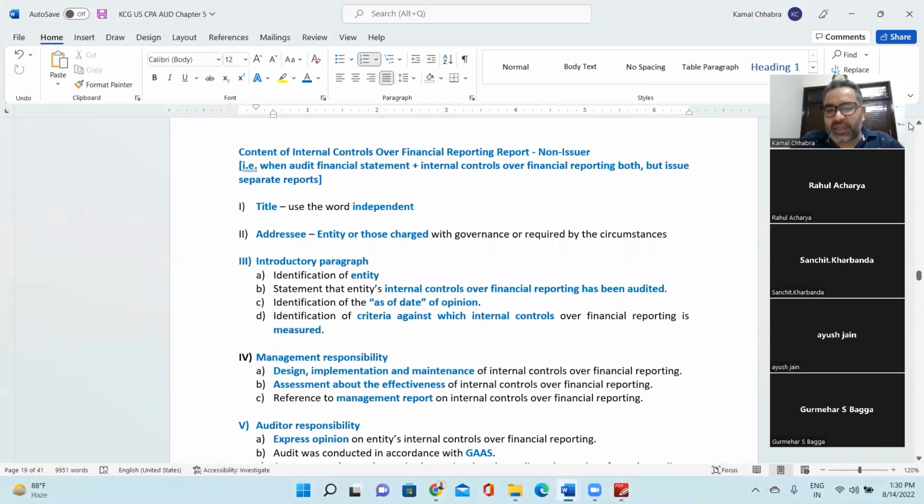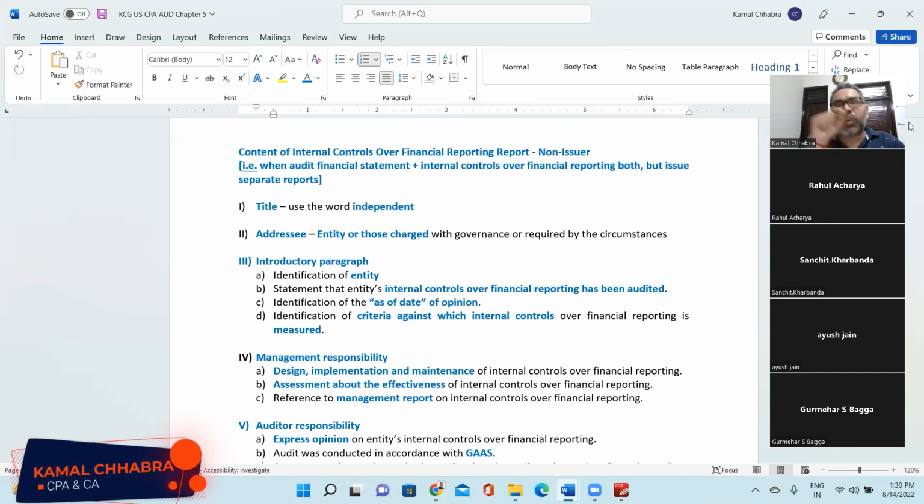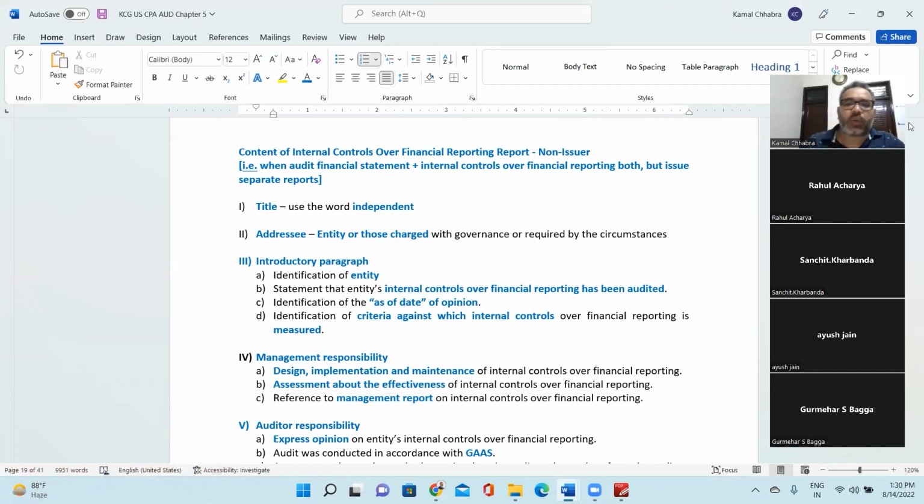So it's very much similar. First, you need to mention independent audit report, right? Second, address to the entity and those charged with governance. Here, it's a non-issuer report. So here it will go with the introductory paragraph. Third paragraph is the introductory paragraph, in which you'll be giving which is the entity, which is the period, what are the ICFR, what is the date of the opinion, and criteria against which internal control have been measured. So that is being mentioned in the introductory paragraph.